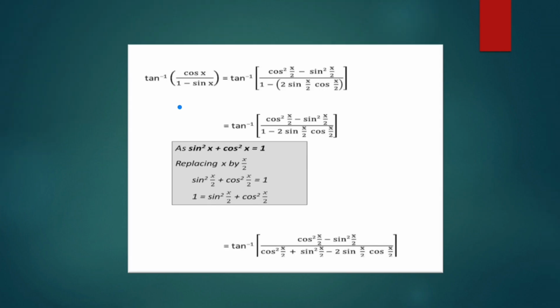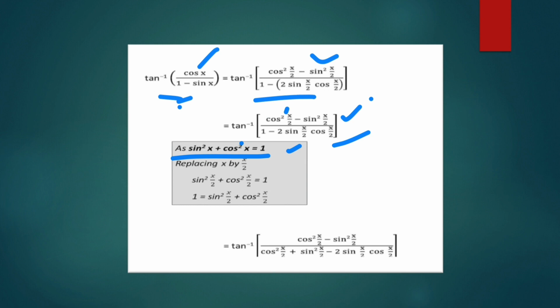So this is our equation, right? In this equation we are substituting, instead of cos x we are writing cos square x by 2 minus sin square x by 2, and 1 minus 2 sin x by 2 cos x by 2. So it is tan inverse of cos x, we are removing the brackets, cos x by 2 minus sin x by 2 by 1 minus 2 sin x by 2 cos x by 2. But we know very well sin square x plus cos square x is 1, right?